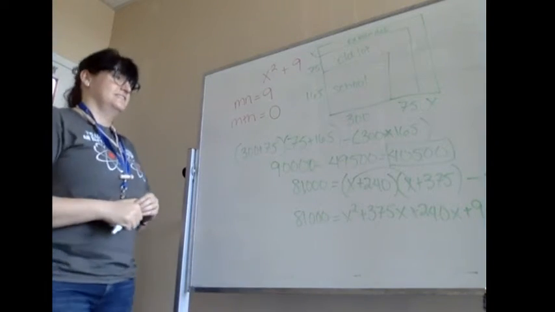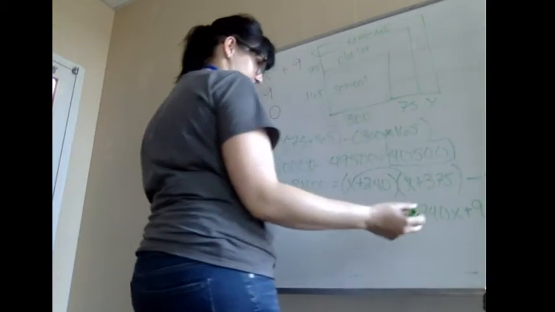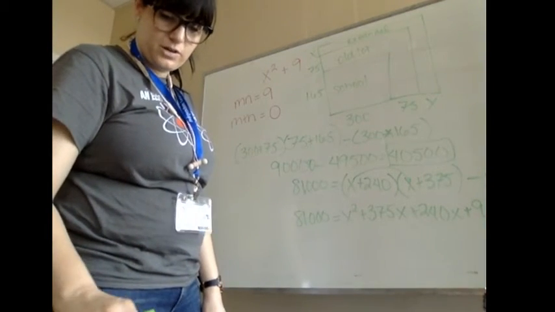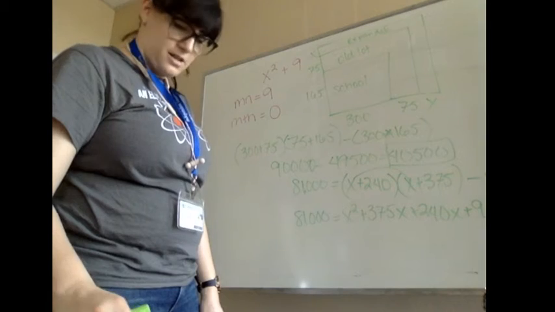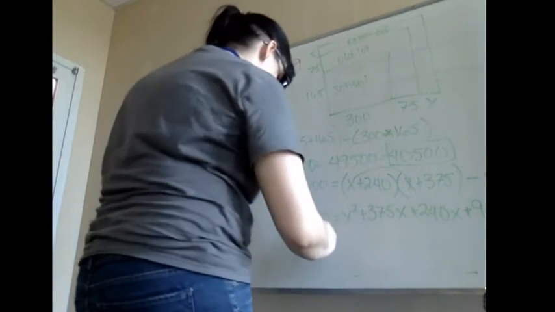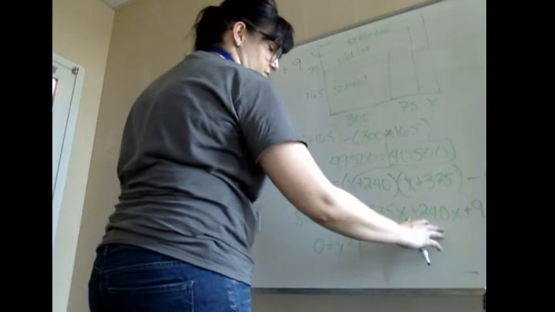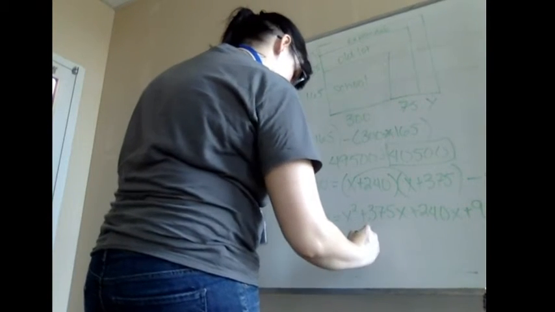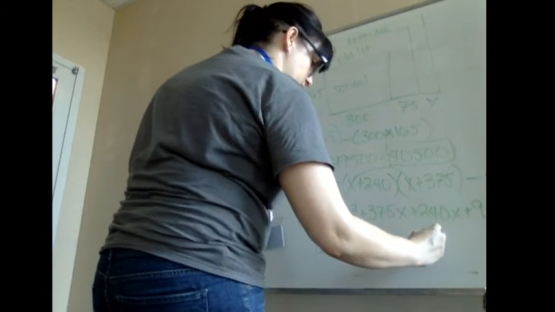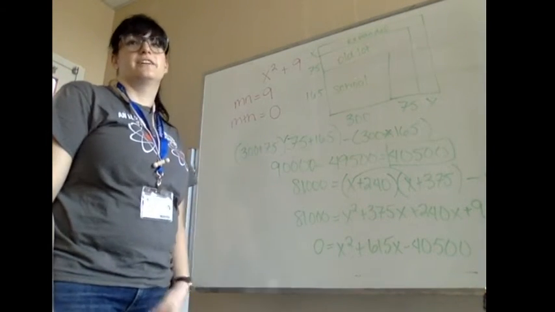Oh, yeah. Okay. So at this point, I'm going to combine 90,000 and negative 49,500, which gives me 40,500. And then I'm going to subtract 40,500 minus 81,000. Negative 40,500. 0 equals x squared plus 375 plus 240 is 615, so 615x minus 40,500. Now I just need to factor it. That's it.